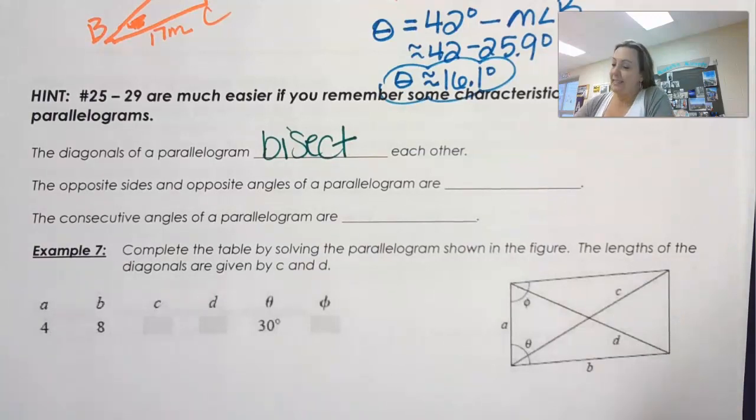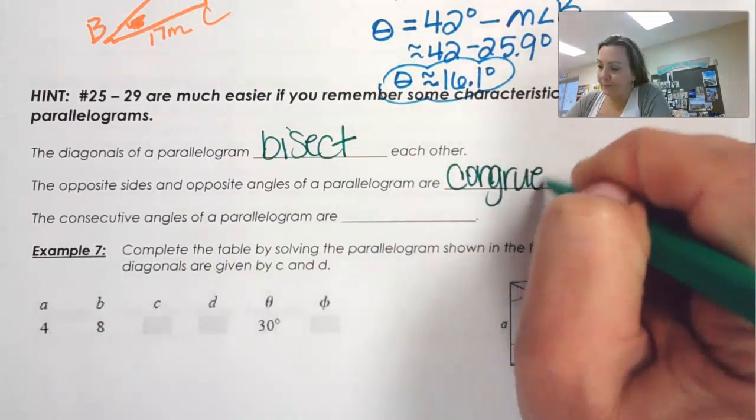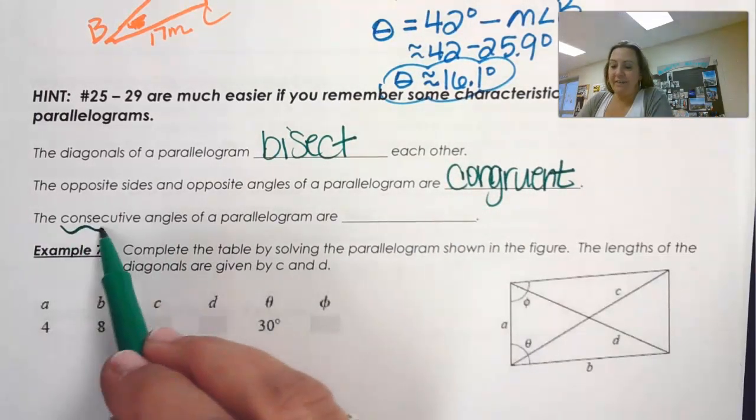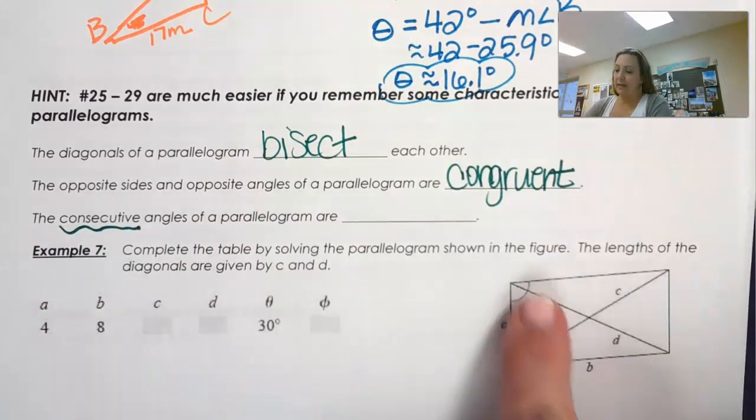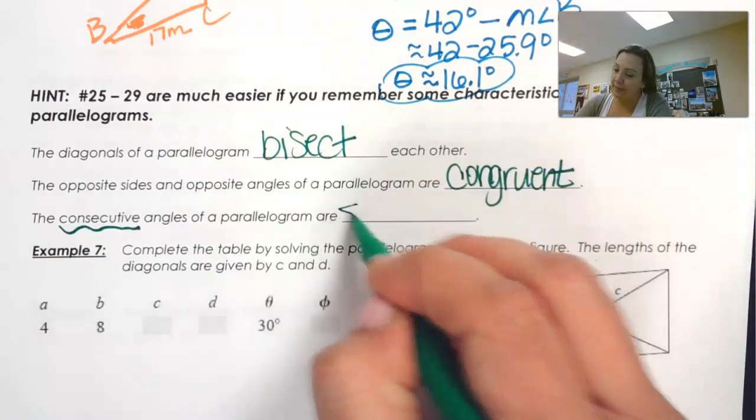Remember that the opposite sides and opposite angles of a parallelogram are congruent. And consecutive angles, meaning angles that are next to each other in the parallelogram, are going to be supplementary.